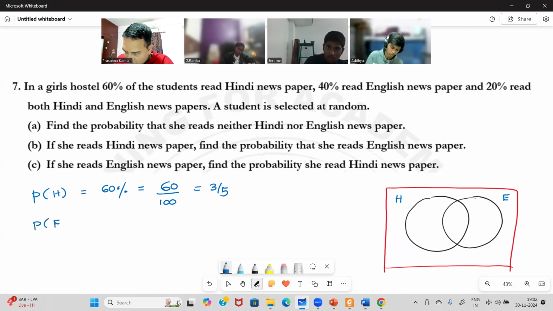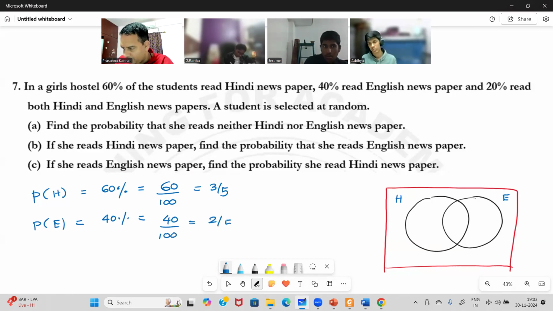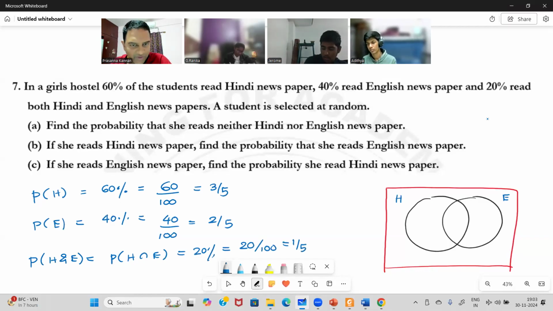Probability that a selected student will read English newspaper is 40%. Which means it's 40 by 100 or 4 by 10 or 2 by 5. A selected girl reads both English and Hindi newspaper, and means intersection. So that is 20%. 20% is nothing but 20 by 100, or I can write it as 1 by 5. Correct? Now all this information we have, correct?